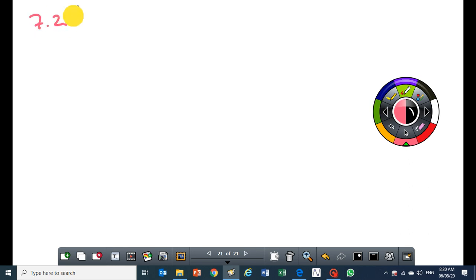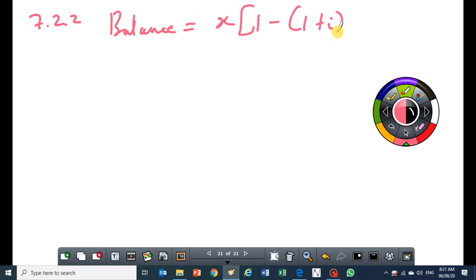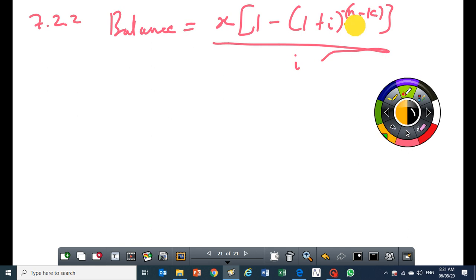So 7.2.2, you write your formula, balance is equal to x times 1 minus 1 plus i raised to the power of minus open bracket n minus k. Please don't forget that here it's not n, please. It's not n. It's n minus k. Okay? Then what are we trying to find? The balance.